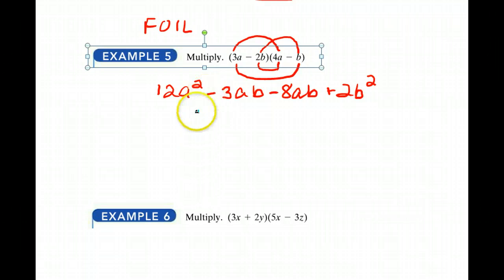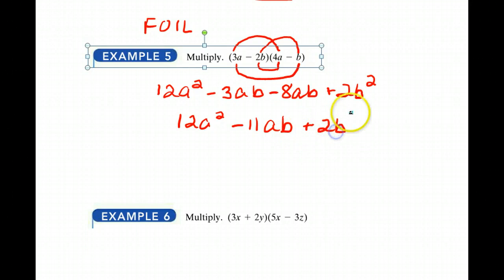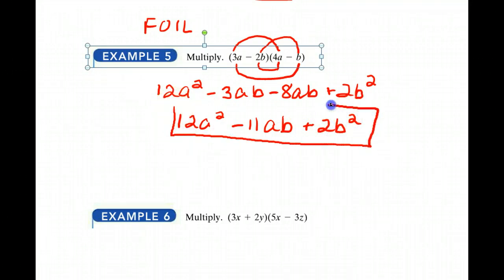Combine like terms, we have 12a squared. Negative 3ab minus 8ab makes negative 11ab plus 2b squared. And this right here is our final answer once all like terms have been combined.